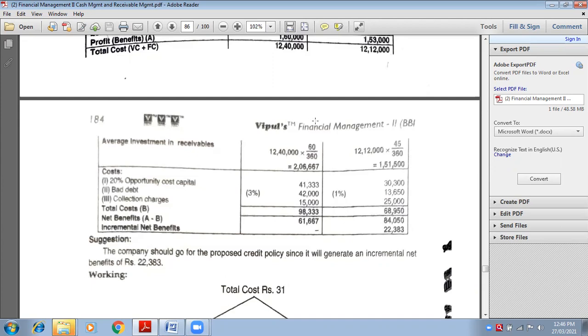So do it. I'm giving you 2 minutes to complete this. You need to calculate net benefit. You need to calculate incremental net benefit also. Okay, complete it.